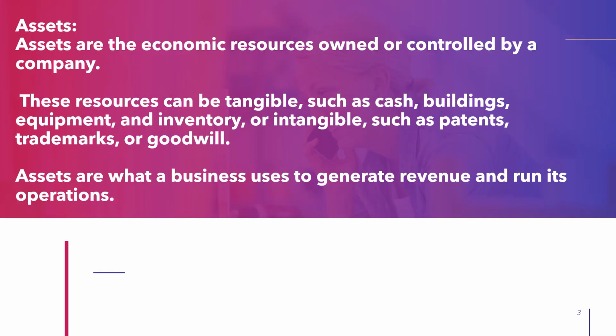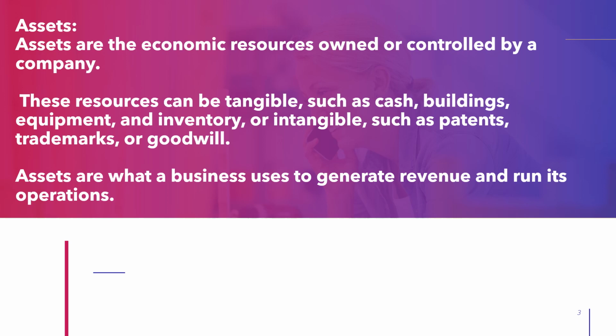So I'm going to discuss each and every component or element in the equation. The first and foremost component in the accounting equation is the assets. The assets are basically what a business uses to generate revenue and run its operations. These are owned by the company and controlled by the company, and that would fetch them a benefit or an income in the near future.